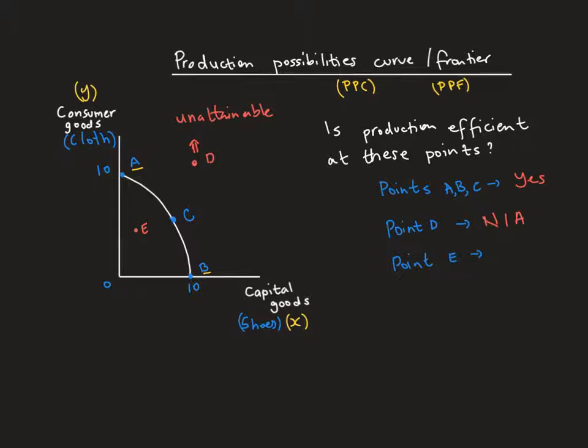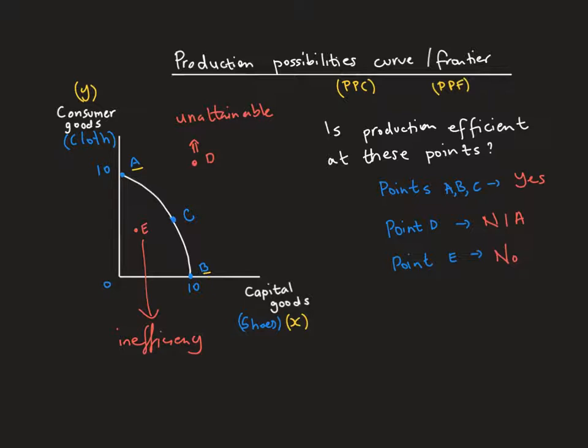Point E, as you can see, is below the line. This represents a point of inefficiency. So is production efficient at point E? We can say, no, it's not efficient. The reason for that is because we're not making full utilization of our resources. So we may be wasting our opportunity to produce more products, and we are wasting the opportunity to produce those products efficiently. Therefore, point E represents inefficiency, and it's a situation that we never want to be in.